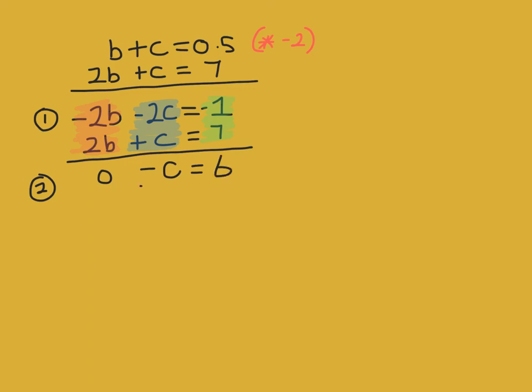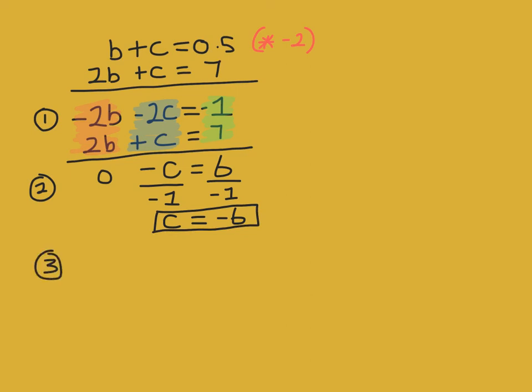Now last part, I'm going to divide both sides by -1 because I want a positive c. So that's going to give me c is equal to -6. And that's my c value.